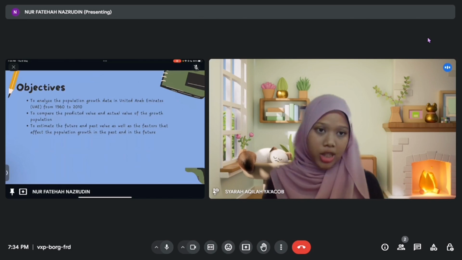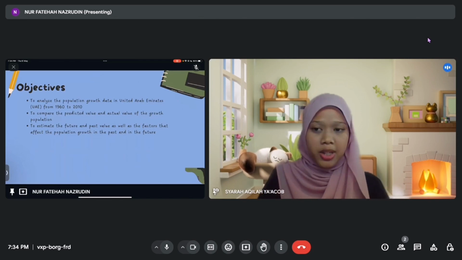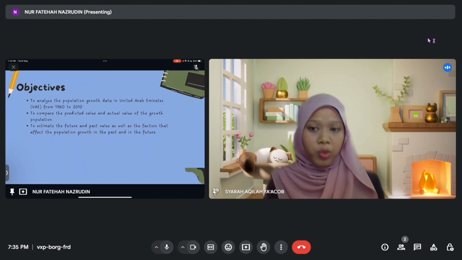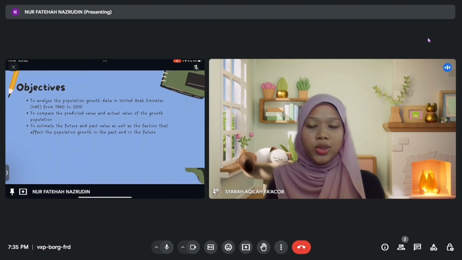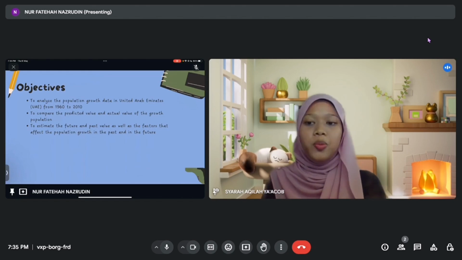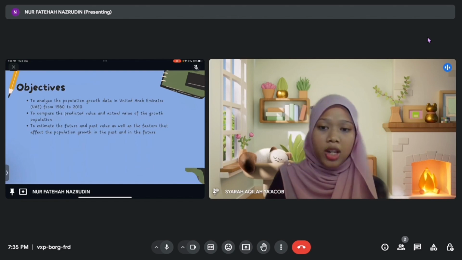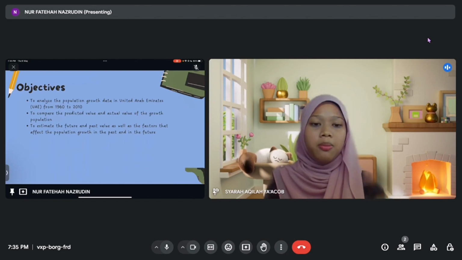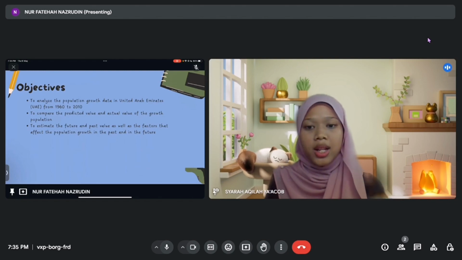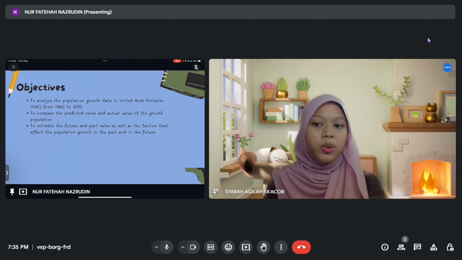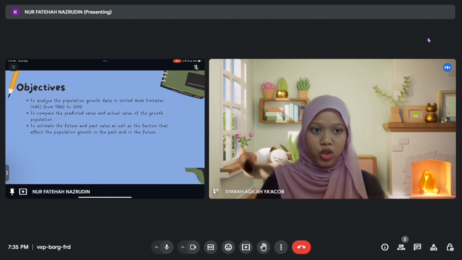Next, the objective. The purpose of this assignment is firstly to analyze the population growth data in United Arab Emirates from 1960 to 2010. Secondly, it is to compare the predicted value and the actual value of the growth population so we can make a summary from the data that we obtain. And thirdly, we want to estimate the future and the past value as well as the factors that affect the population growth in the past and in the future.